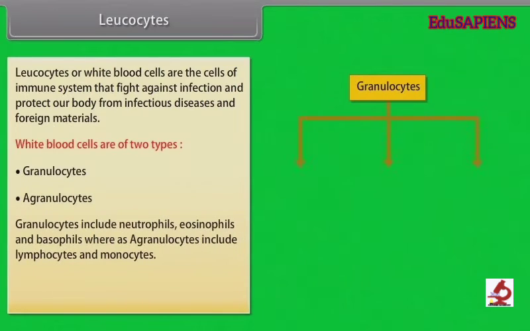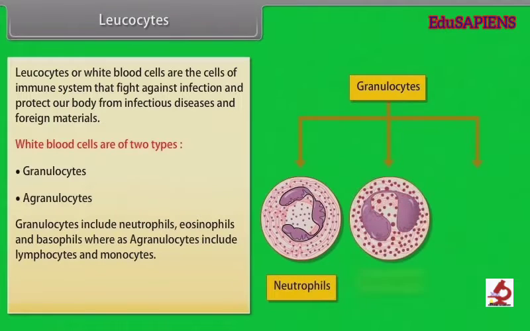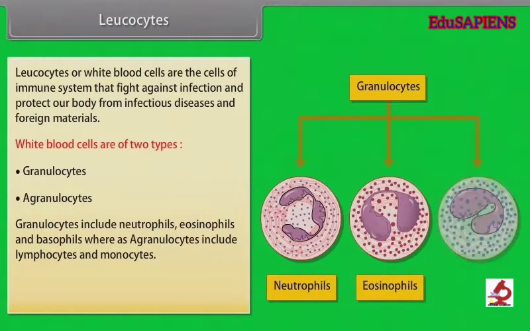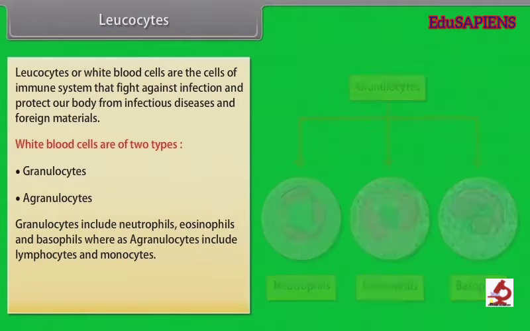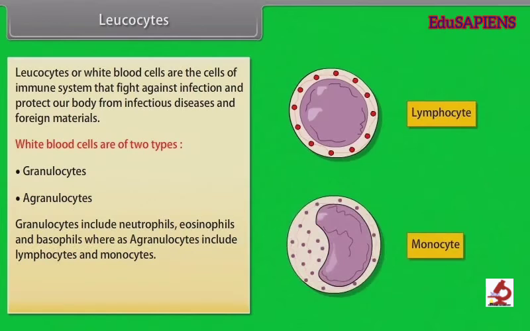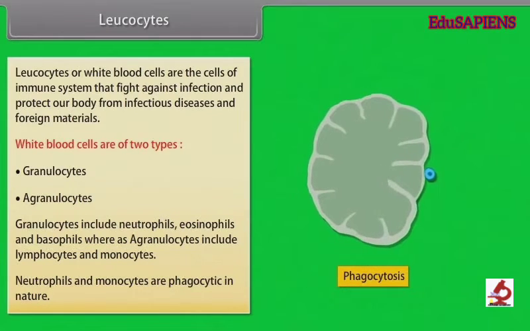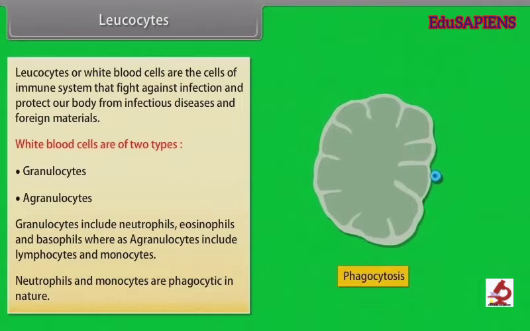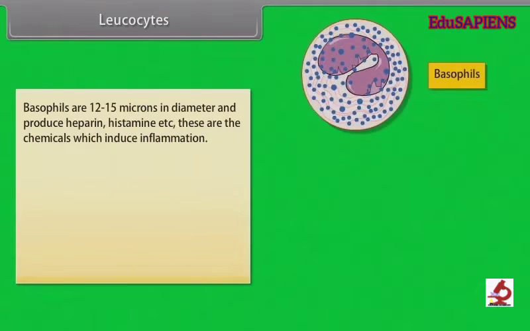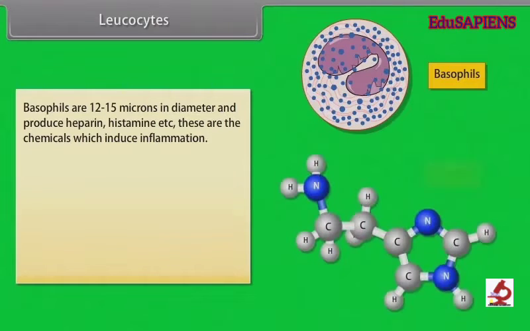Granulocytes include neutrophils, eosinophils, and basophils, whereas agranulocytes include lymphocytes and monocytes. Neutrophils and monocytes are phagocytic in nature. Basophils are 12 to 15 microns in diameter and produce heparin, histamine, etc. These are the chemicals which induce inflammation.